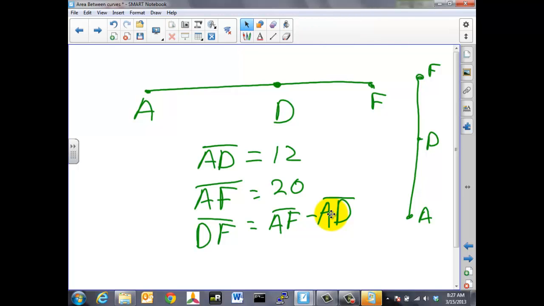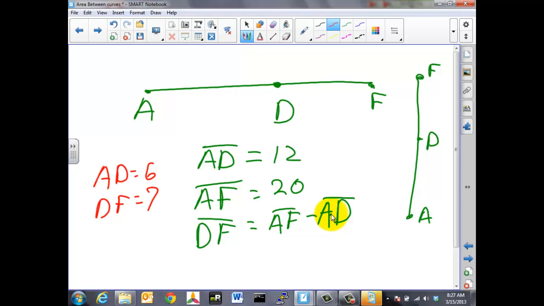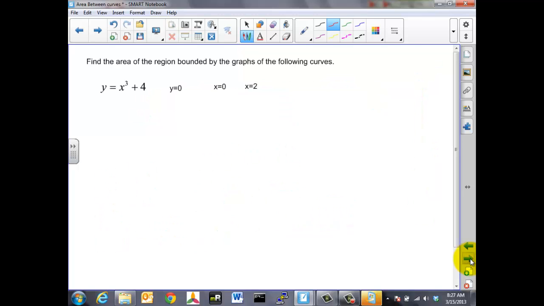What if I told you that AD was 6 and DF was 7? Could you find AF? You would add them together. You do 6 plus 7 and get 13. So it's not a hard problem in that respect, okay? We're going to take this and expand it in 2 dimensions instead of just 1 dimension, okay? So we're not there yet, but let's look at this. It's important that you start understanding what all of this means, because this can scare you to death here.